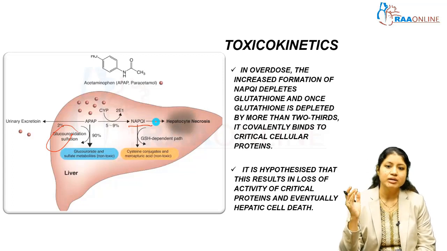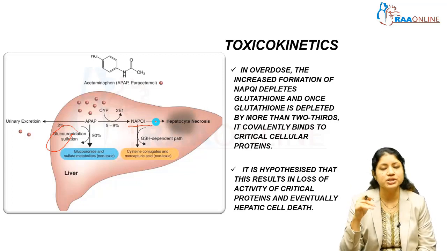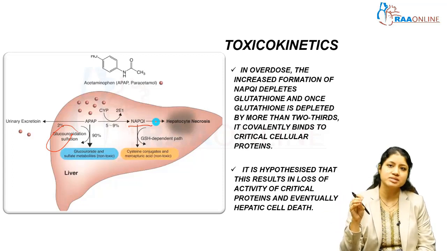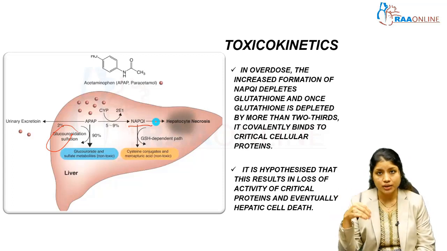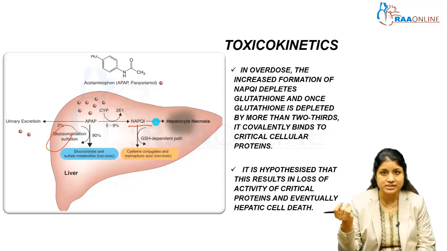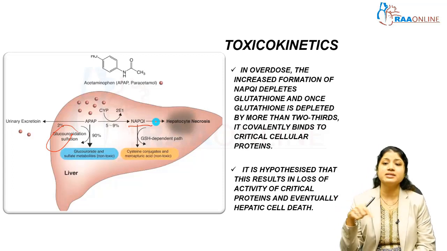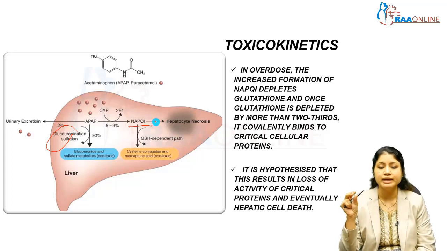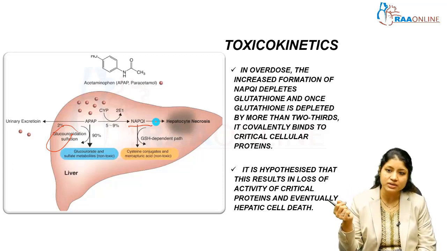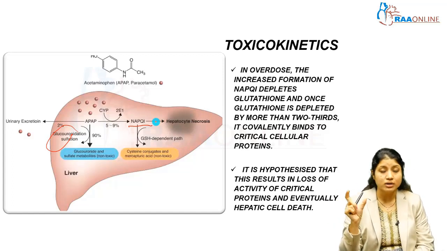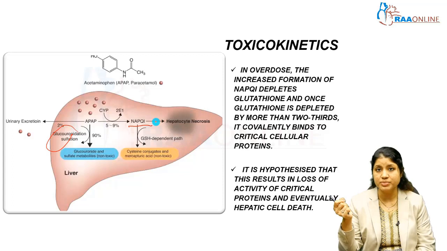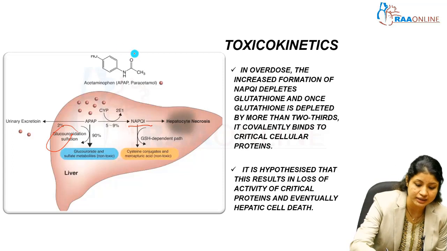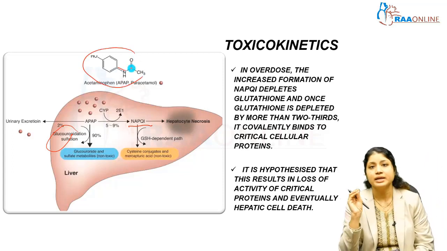So this NAPQI is only the 10% which is formed, and usually, in physiological states, this NAPQI gets metabolized by antioxidants like glutathione in the body. But during overdose, when the NAPQI production increases and the glutathione stores reduce, that is where we have the problems of toxicity. So in overdose, the increased formation of NAPQI depletes the glutathione, and once glutathione is depleted by more than 2/3, remember, almost when the glutathione is depleted to 70% of its normal value, the NAPQI goes and binds to the lipid bilayer in the hepatocytes.